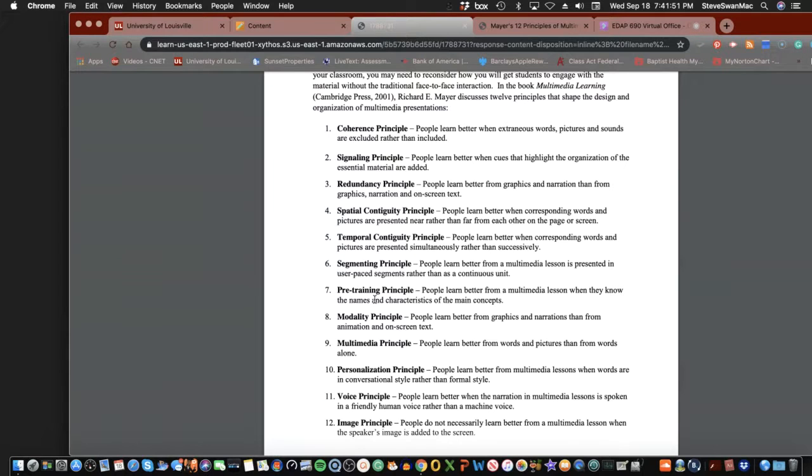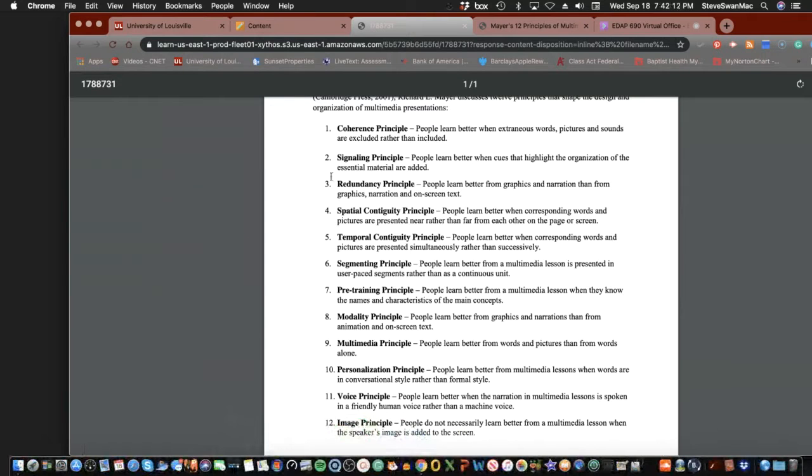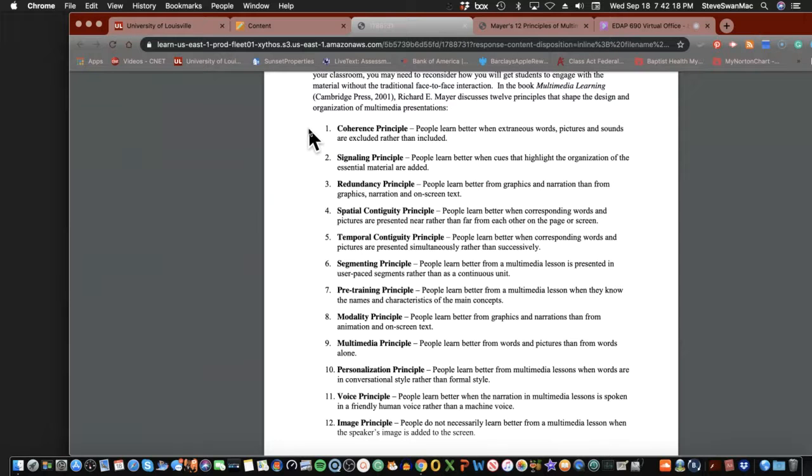So let's start with number one, coherence. By the way, these are not in any rank order. There's no hierarchy here. In other words, this one's not the most important one, and this is the least important one. Although I think this one down here is, he basically was trying to come up with something, or maybe one of his PhD students came up with it. I don't know. But there's no rank order here.